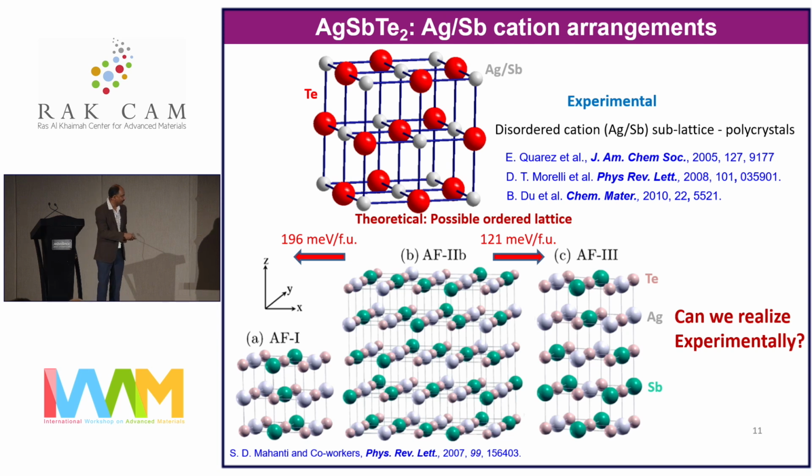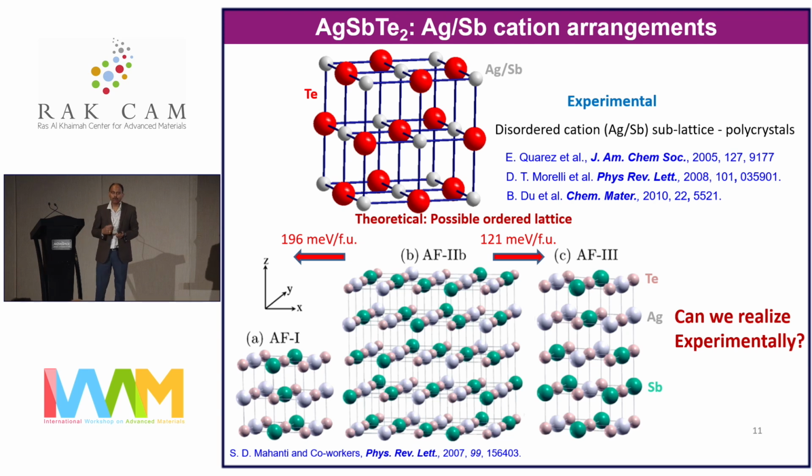Then we came across a paper from Bhanu Mohanty's group at Michigan State in PRL in 2007. He predicted for the first time that Ag and Sb in this compound could be ordered, and they can form an ordered superstructure, which will have slightly different symmetry compared to the rock salt structure. So now we wanted to have this ordered structure in our compound, and there is a particular reason why we wanted to have it, right?